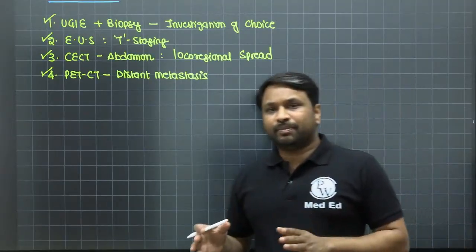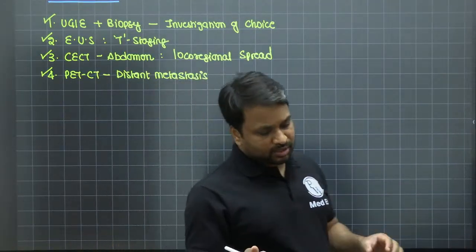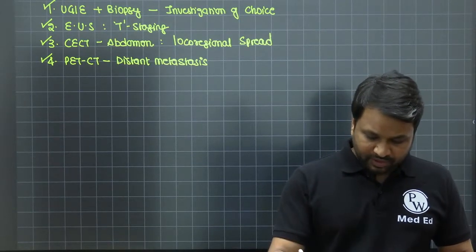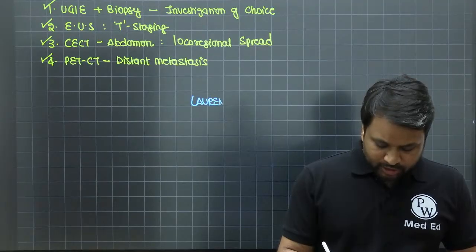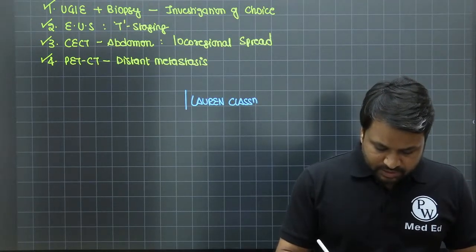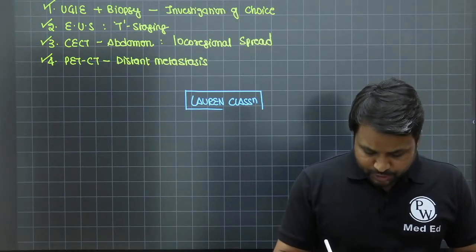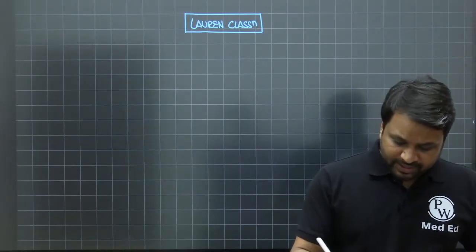Now, once you've done the biopsy, we have a classification to know what kind of a tumor or the type that you're looking at, right? On the basis of histopathology, we have the Lauren classification. It's a histopathological classification. So, when you talk about the Lauren classification, I can divide them into two varieties.